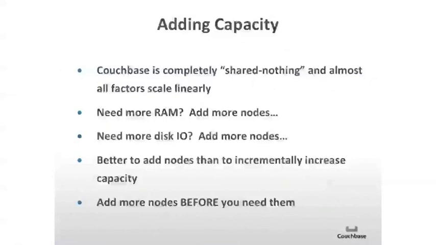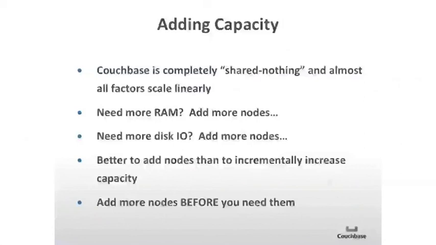So Couchbase is completely shared nothing. Almost everything, and I have to say almost, but almost everything scales linearly. And so if you need more RAM, it's much easier to add more nodes than it is to try to increase the capacity of each individual node. The incremental increase within a node is not going to give you as much benefit as adding another node. Going from spinning disk to SSD is going to speed things up, but you'd probably get more of a boost by distributing the load over more nodes.